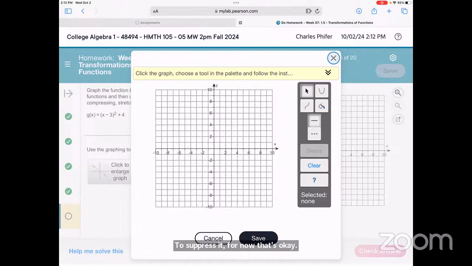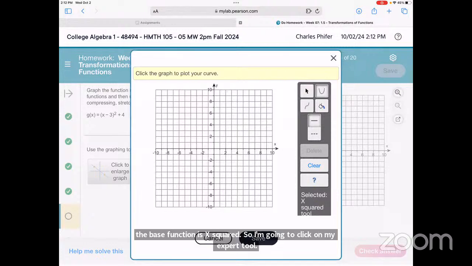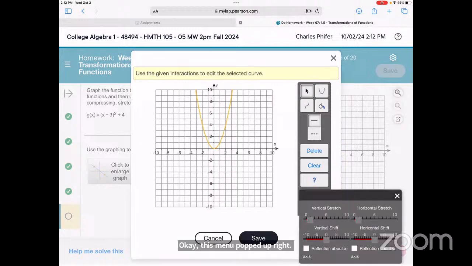So we can kind of see the graph on the left. The base function is x squared, so I'm going to click on my x squared tool and click randomly on the graph. Okay, this menu popped up, right? We're starting with a parabola with the vertex at the origin.